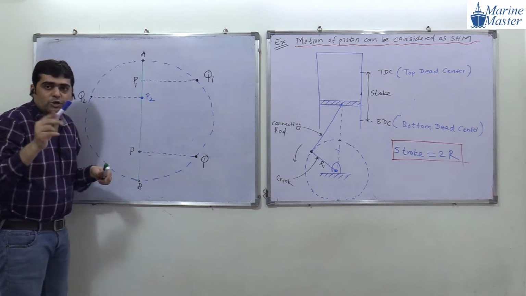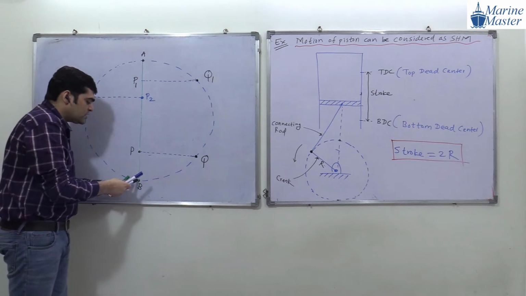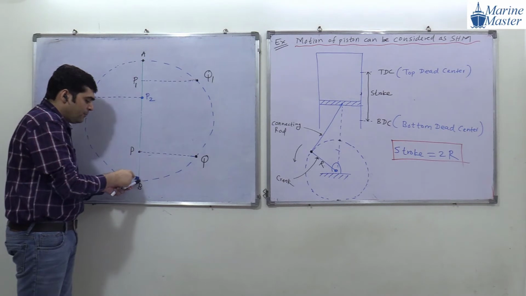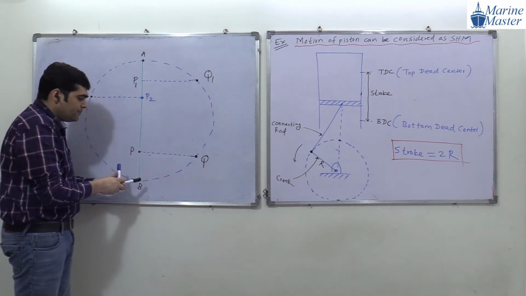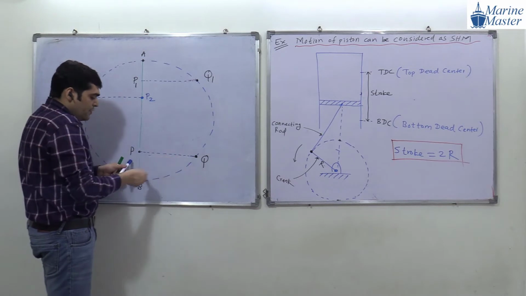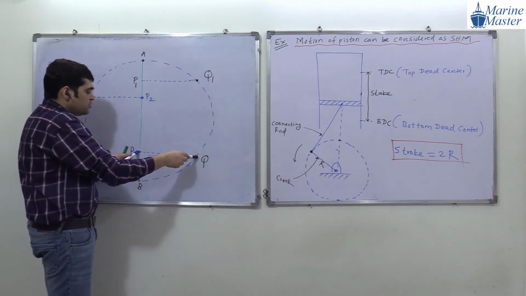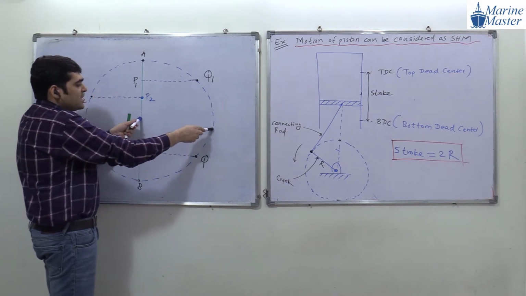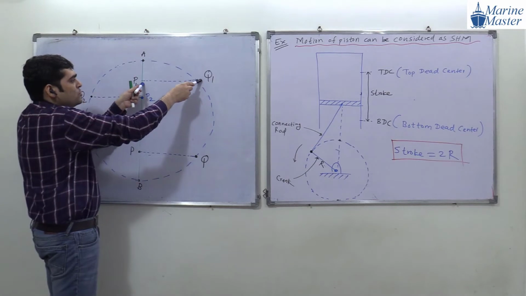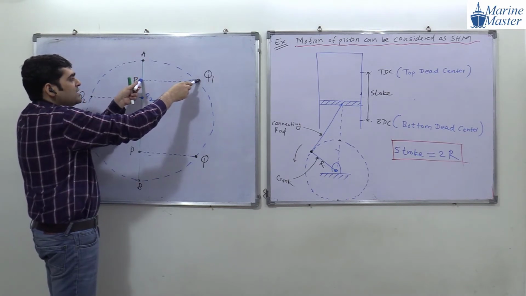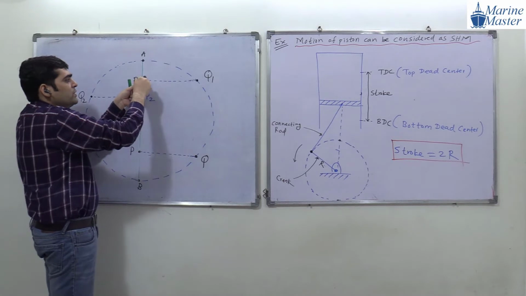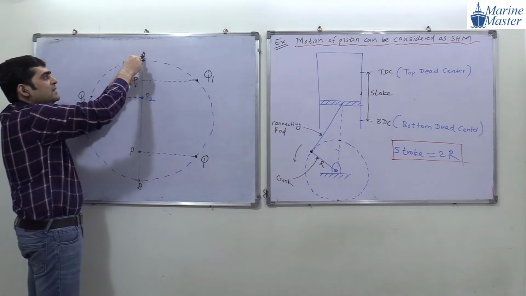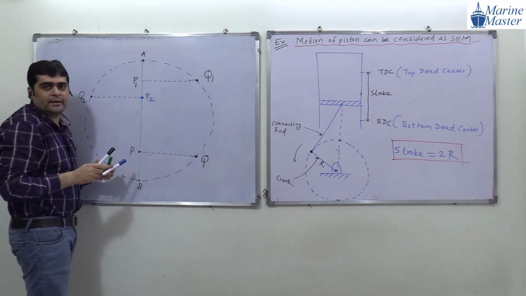I am explaining once again. Suppose the motion of point Q starts from point B. Then the corresponding point P is at this same location. When point Q reaches here, the corresponding point P will be at this location. Then when Q goes like this, P also goes like this. When point Q reaches point A, point P will also reach point A. Everyone getting the point?